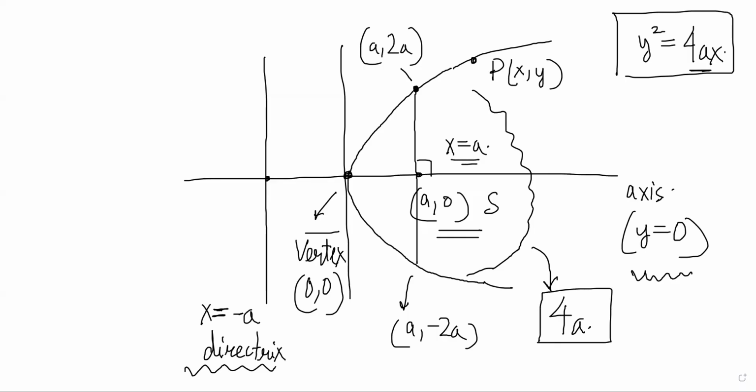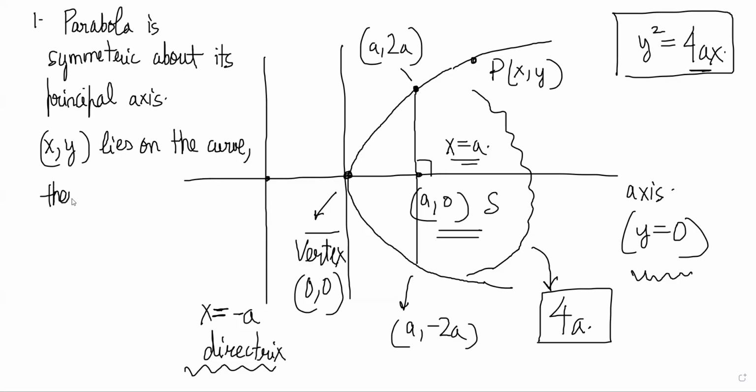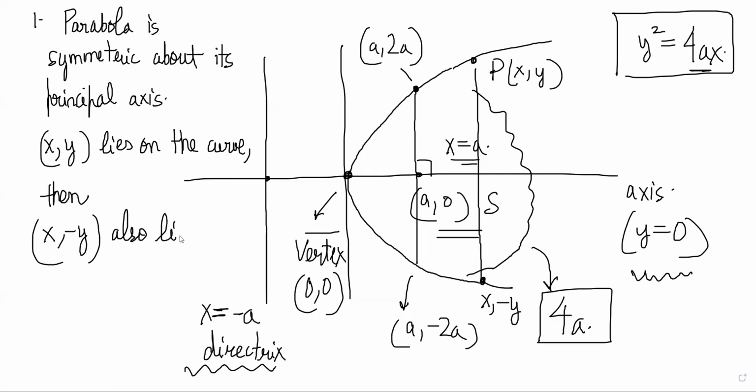Notice also that the standard parabola is symmetric about the x-axis, about its principal axis. What do I mean by it is symmetric about its principal axis? What we mean is that if (x, y) lies on the parabola, on the curve, then its reflection, the point (x, minus y), will also lie on the curve.